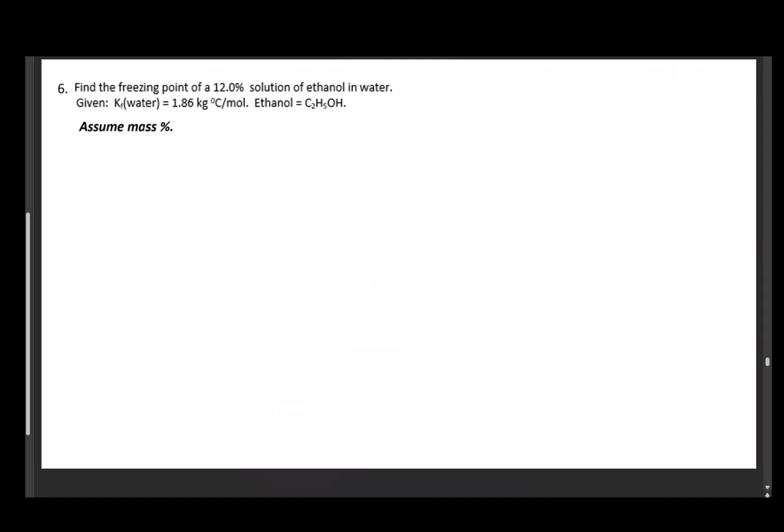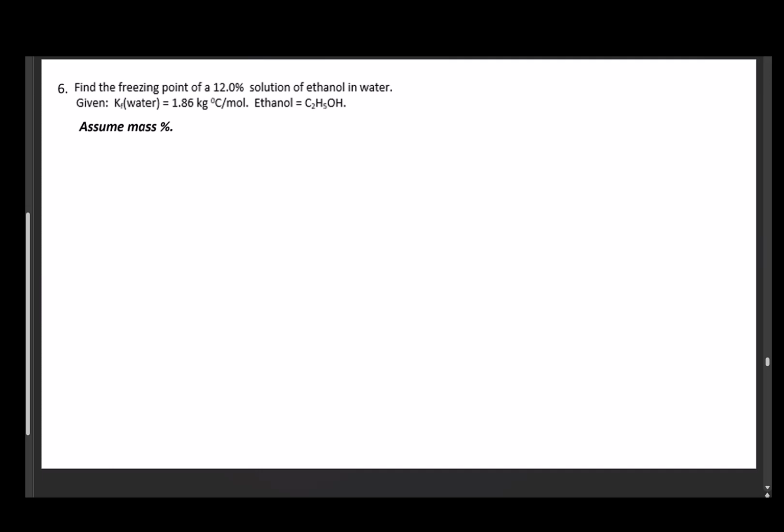All right, so this next one here is a little bit tougher because you may not remember how to do mass percent conversions to molality. In fact, maybe you didn't even cover it in Chem 121, so I will go over this one because I think it's a nice problem that helps you get more proficient in using concentration measurements. So it says, find the freezing point of a 12% solution of ethanol in water. So this would be like wine, so maybe a winery. Given that the Kf for water is 1.86, and that the formula for ethanol is C2H5OH.